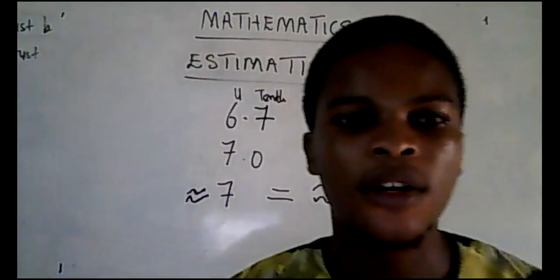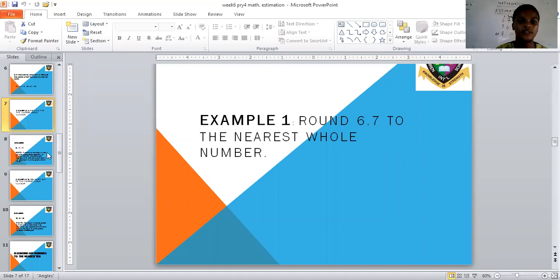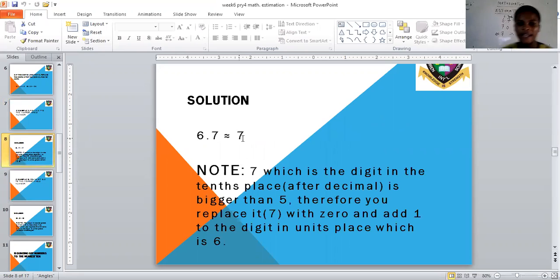Let's look at another example here. Now, just like we did on the board, 6.7 gives us approximately 7. Do not forget that sign. Approximately 7. Is that taken? Good. Now, note something, which is what I explained just now. Note 7, which is the digit in the 10th place. We have 6.7. Now, 7 is the digit in the 10th place, after the decimal, and is bigger than 5.